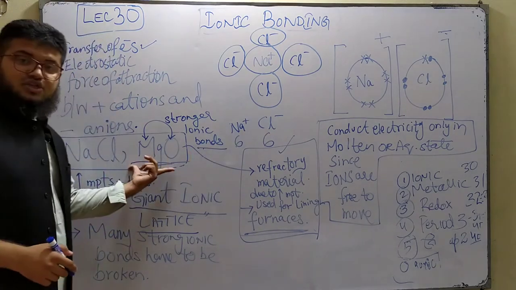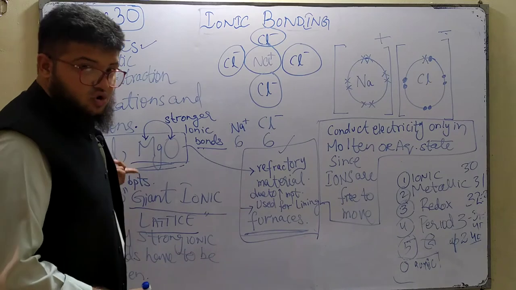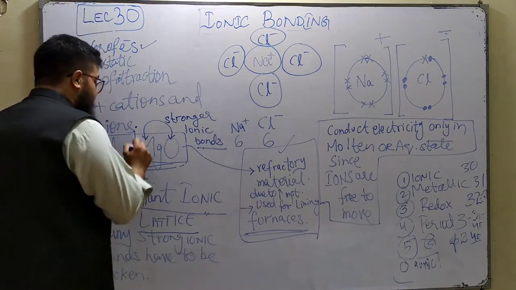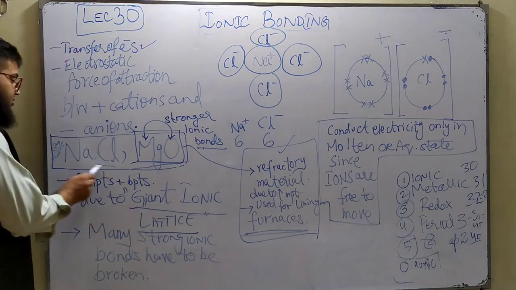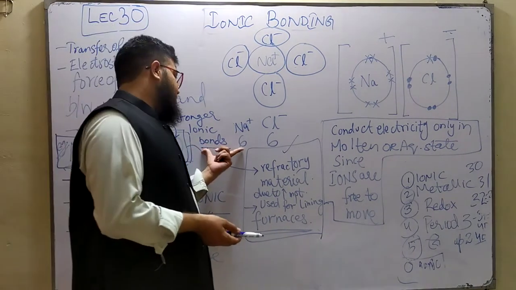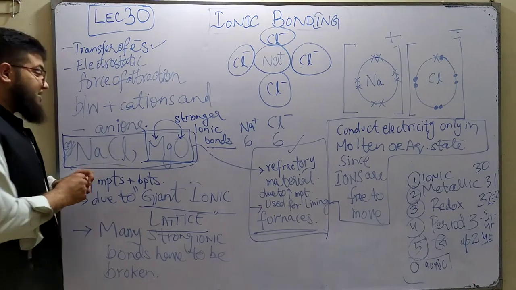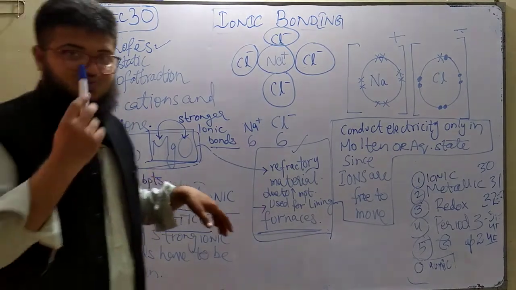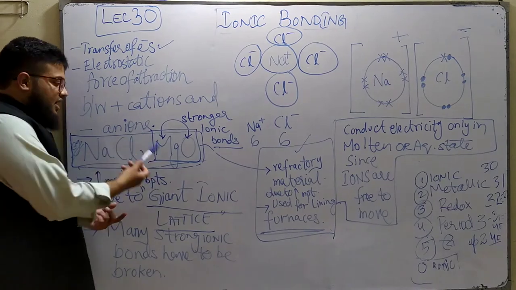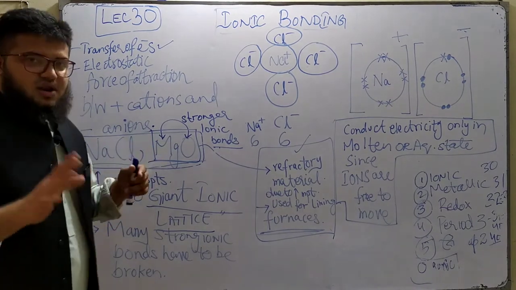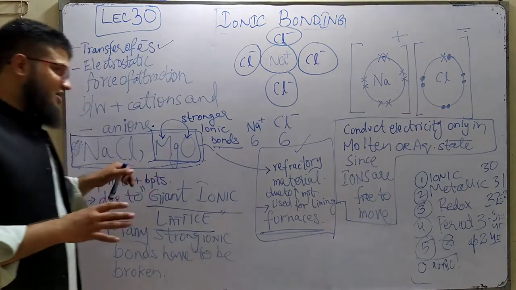If the ionic bonds in magnesium oxide are stronger than in sodium chloride, that means the melting point of magnesium oxide is actually higher than the melting point of sodium chloride, because more energy would be needed to overcome these ionic bonds. This is a question that has been asked as well, the comparison between the melting points of these two compounds. But again, this is going to be covered in a lot more detail in inorganic chemistry.